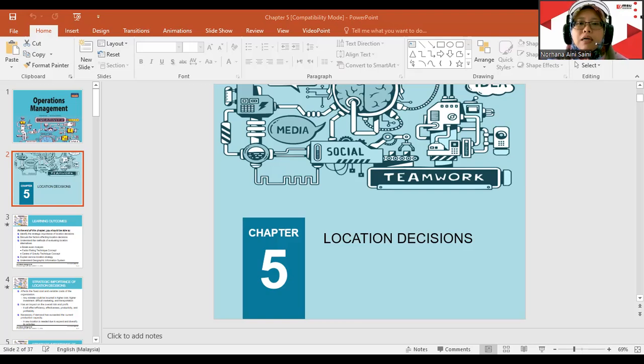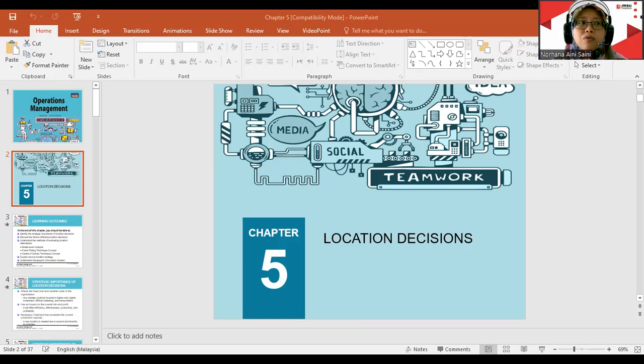For the layout decision, there are 5 important reasons. Let's look at them one by one. Number 1, why do we need the layout decision? Because it gives higher utilization of space. The location of equipment and services is arranged so that they may perform multiple functions.